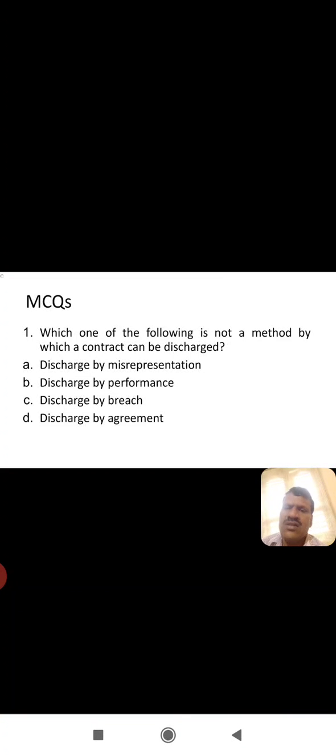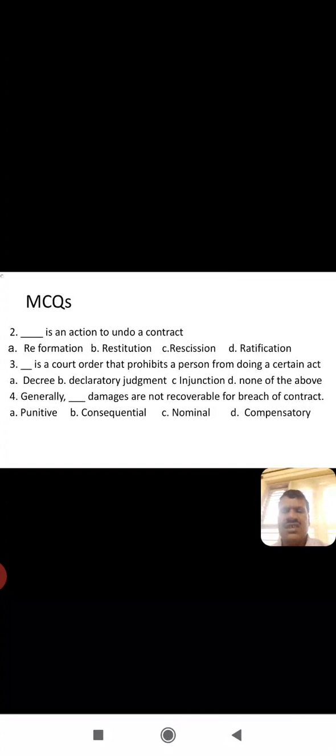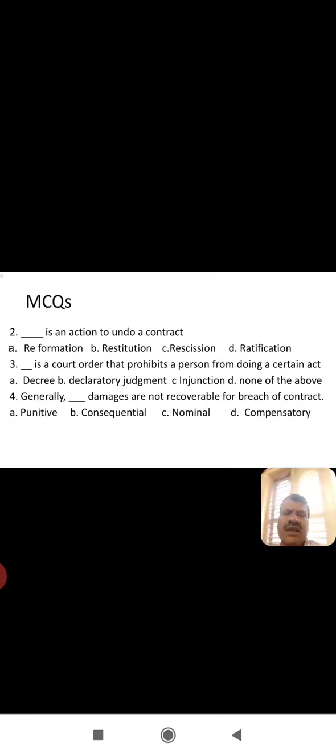Which one of the following is not a method by which a contract can be discharged? Four answers are given; select the correct answer. Dash is the action to undo a contract. Four answers are given; select the correct answer. Dash is the court order that prohibits a person from doing a certain act. Four answers are given; select the correct answer. Generally, dash damages are not recoverable for breach of contract. Four answers are given; select the correct answer.